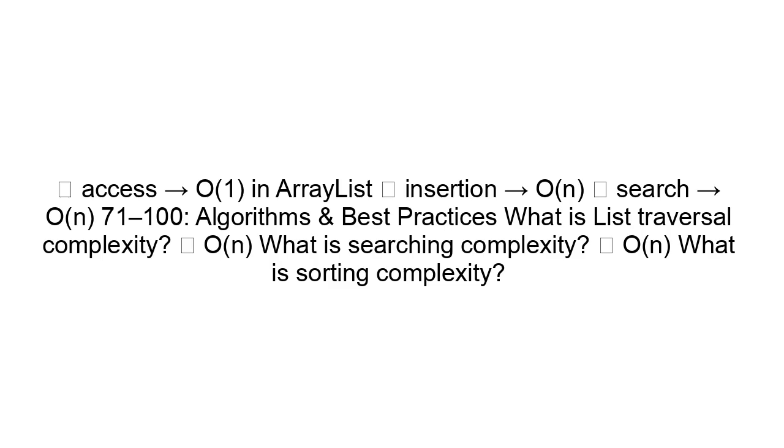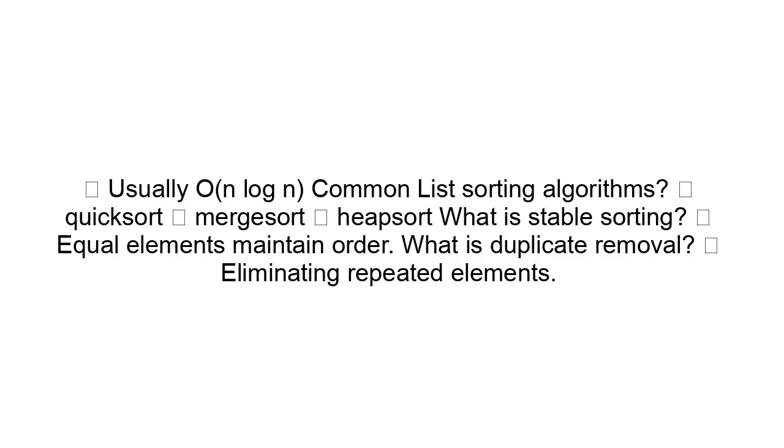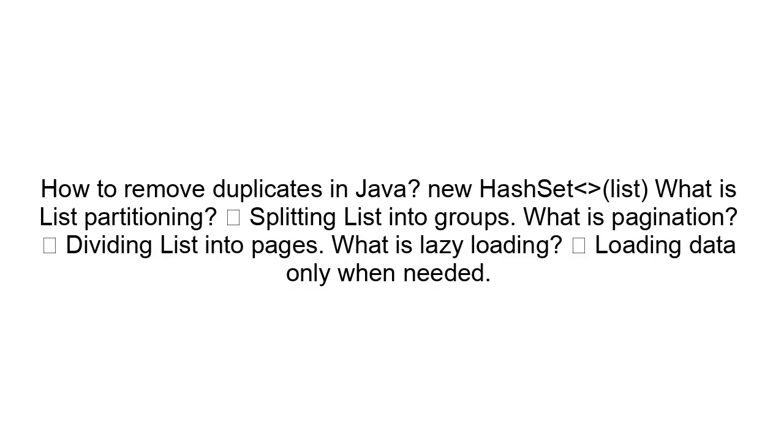71 to 100. Algorithms and best practices. What is list traversal complexity? O(n). What is searching complexity? O(n). What is sorting complexity? Usually O(n log n). Common list sorting algorithms? Quicksort, merge sort, heap sort. What is stable sorting? Equal elements maintain their order. What is duplicate removal? Eliminating repeated elements. How to remove duplicates in Java?